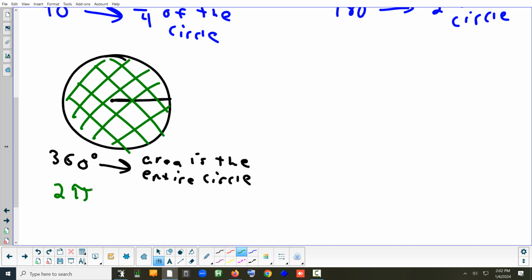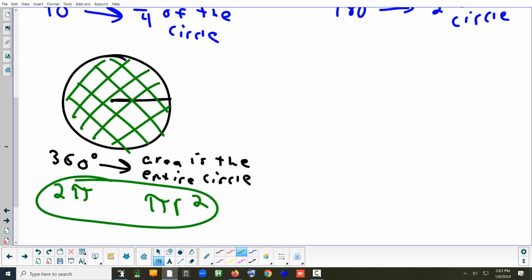Now, when the area is the entire circle, we already know a formula to find that from geometry. What's the formula for the area of a circle? Area equals your diameter times pi. That's circumference. Oh, that's right. Anyone remember the formula for area of a circle? Radius squared times pi.